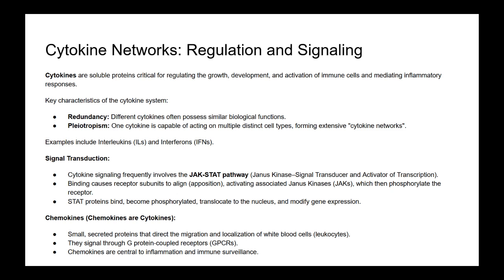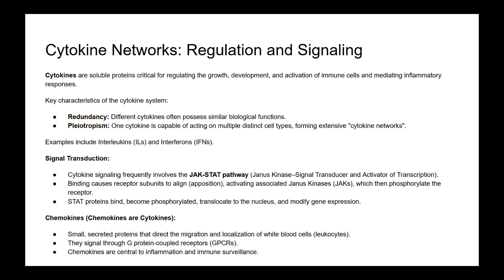Signal transduction involving cytokines frequently occurs through the Janus kinase, signal transducer, and activator of transcription pathway. When cytokines bind to their receptors, they cause the receptor subunits to align, which activates the associated Janus kinases. These kinases then phosphorylate the receptor, enabling downstream signaling. Signal transducer and activator proteins bind to these phosphorylated receptors, become phosphorylated themselves, and translocate to the nucleus. There, they modify gene expression to affect cellular responses.